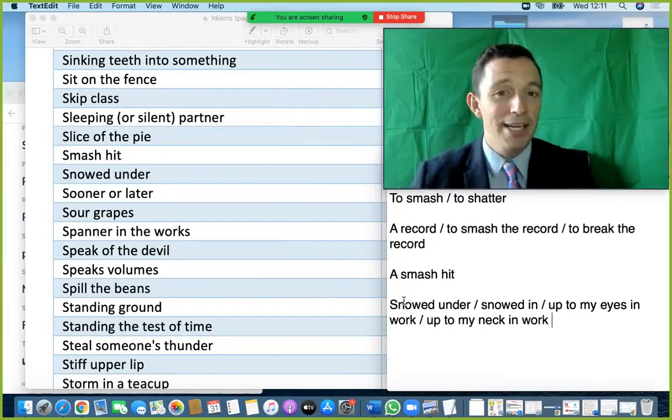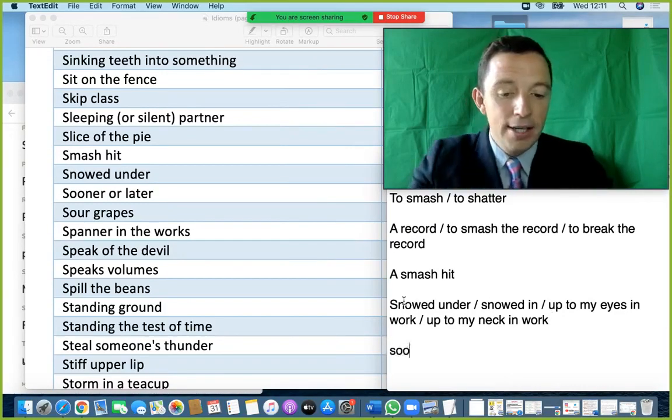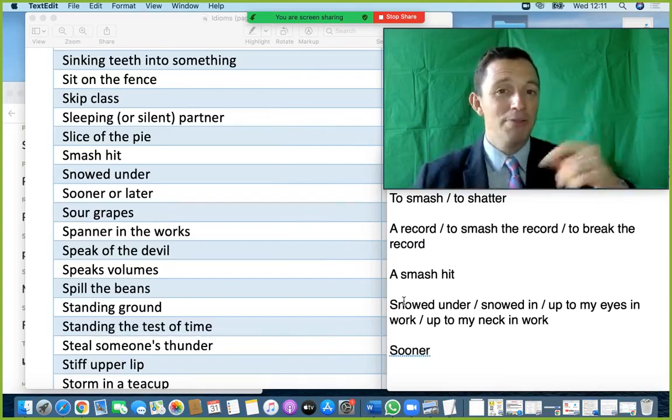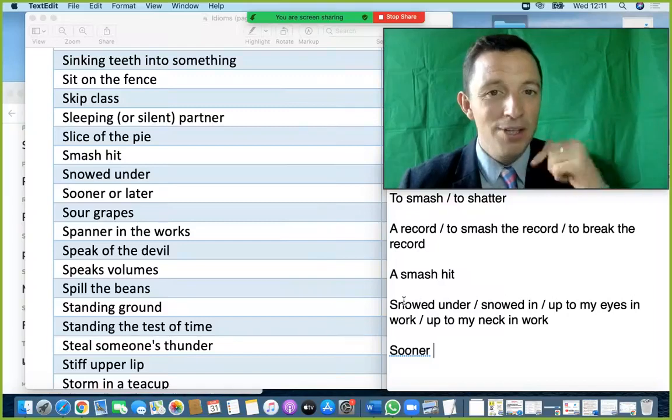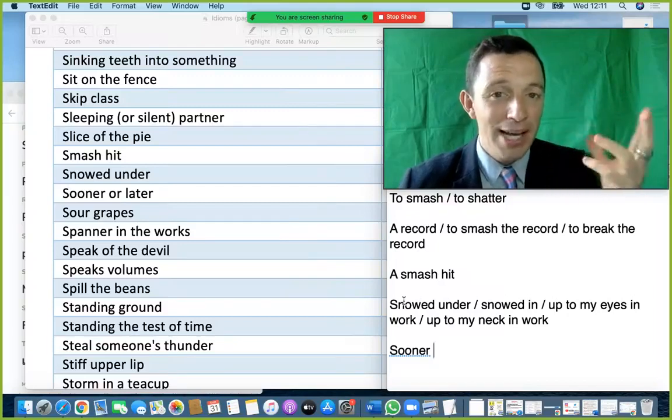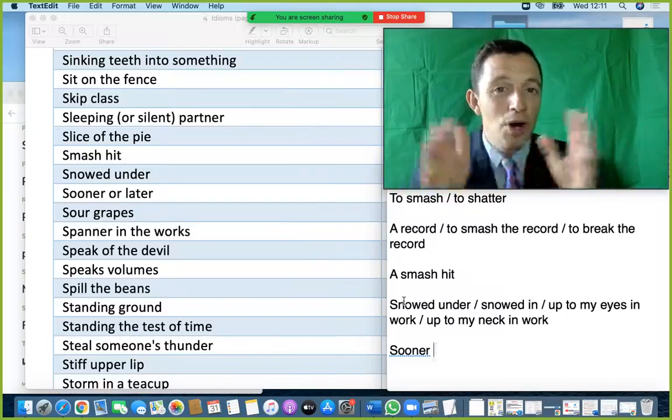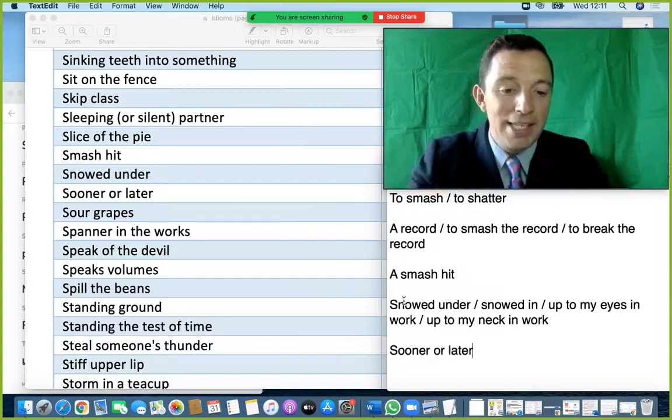And they're the most typical expressions that we say. You are snowed under. And the next one is "sooner or later". This is a very common expression, very, very typical. You will travel again. You will travel to another city by plane again, sooner or later. Okay, so basically it means inevitably.